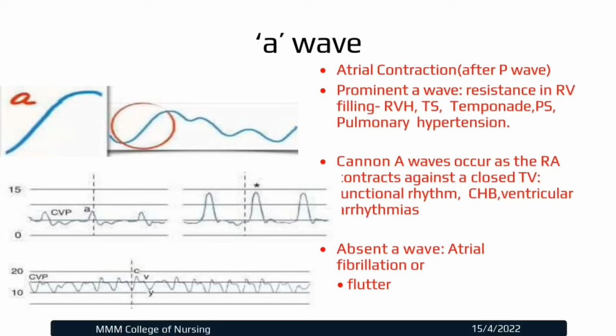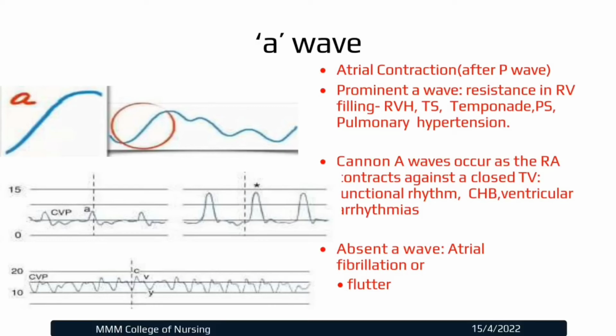What is the A wave? It is the atrial contraction after the P wave. A prominent A wave means there is resistance in right ventricular filling, as in right ventricular hypertrophy, tamponade and pulmonary hypertension. The A wave occurs as the right atrium contracts against a closed valve. In junctional rhythm and ventricular arrhythmias, cannon A waves can occur. And absent A waves indicate atrial fibrillation or flutter.